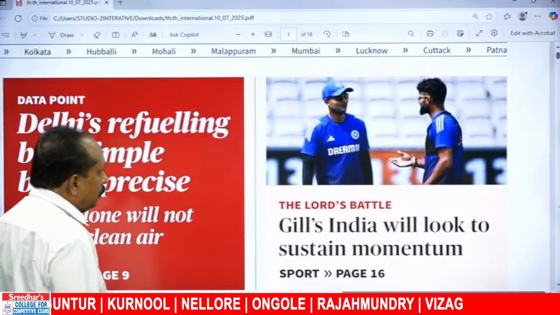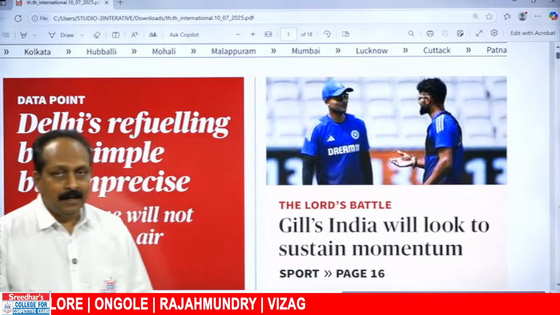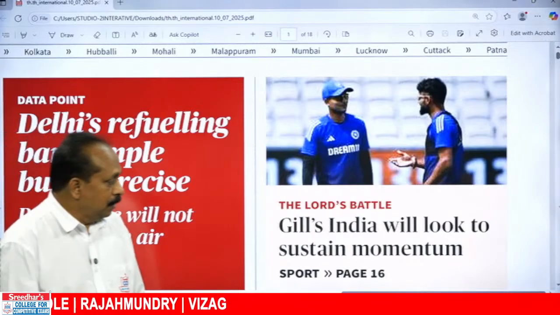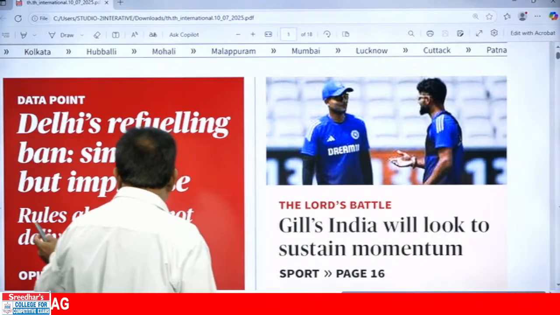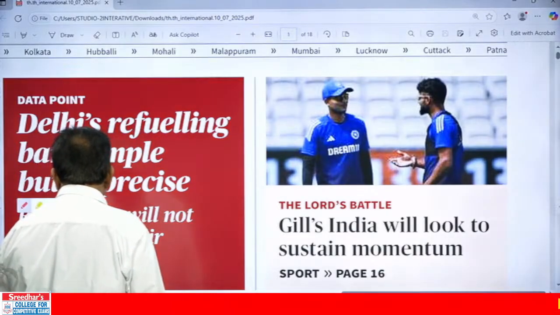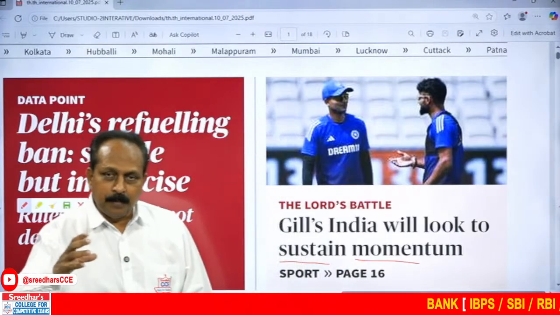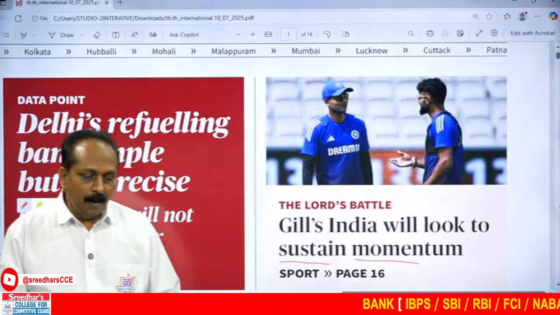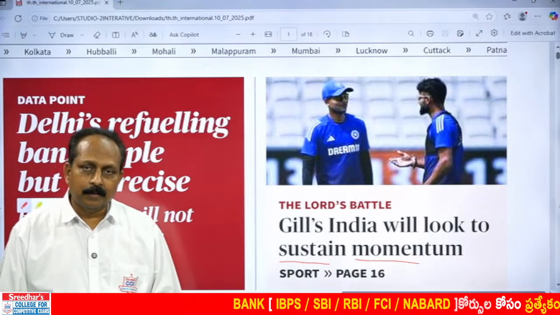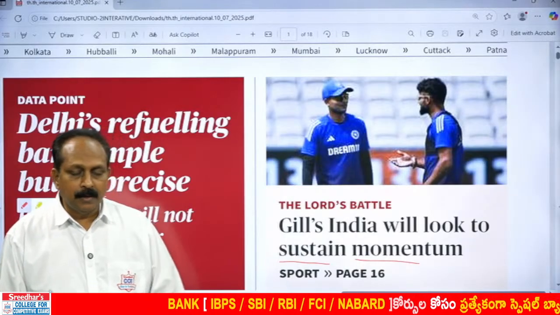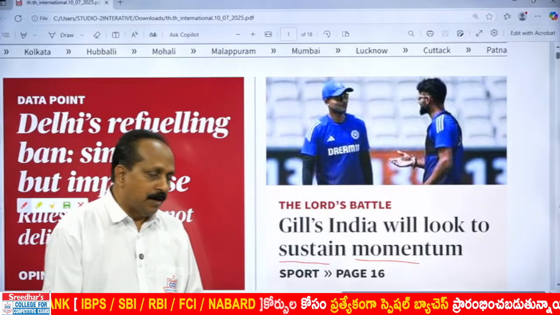Coming to the next one, the Lord's battle. Here, the Lord's battle means England. You have to take it that way. Related to cricket, Gill's India will look to sustain momentum. There are two important words here. One is sustain. The other one, momentum. Momentum means the speed, the pace. Sustain means maintain. Maintain the same momentum. I think India won the previous test. And keeping that in mind, this particular news snippet. Keep the momentum, maintain the momentum, sustain the momentum.